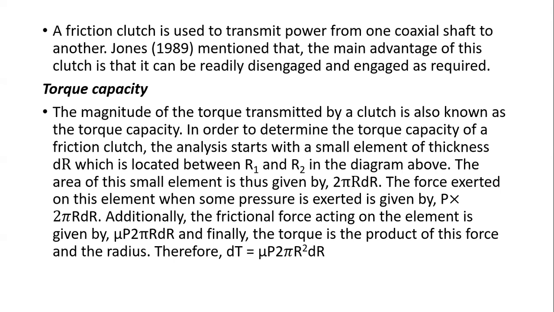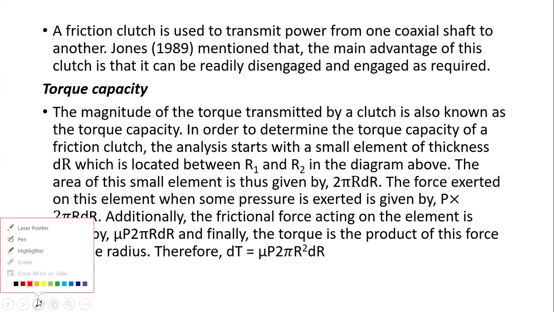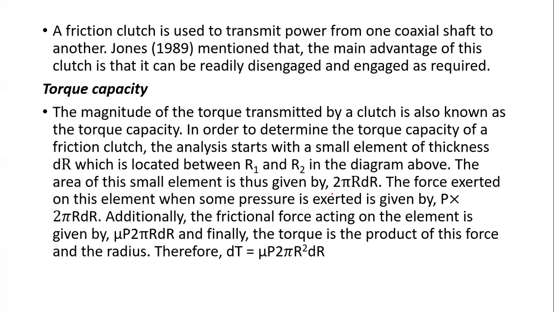So first, we talk about the torque capacity. The torque capacity refers to the torque that a particular clutch is able to transmit. And if you look at the mechanism of the clutch, it will have an inner radius and an outer radius. We're going to be calling the inner radius R1, the outer radius R2. And if you consider a small elemental area whose thickness is dr, then the length is 2 pi r. So your area, which is length multiplied by the width, gives you what we've written here.